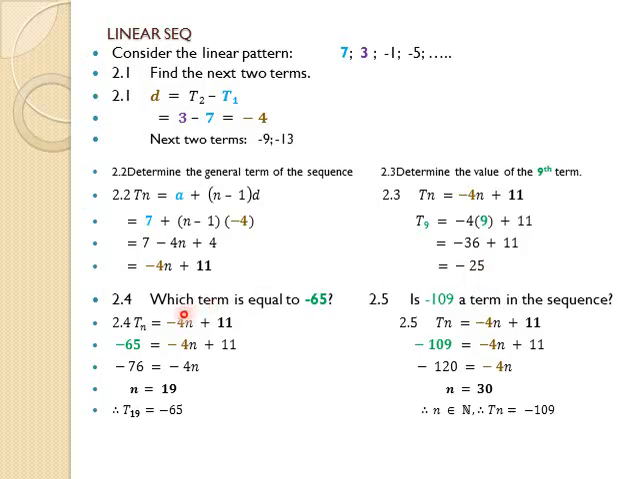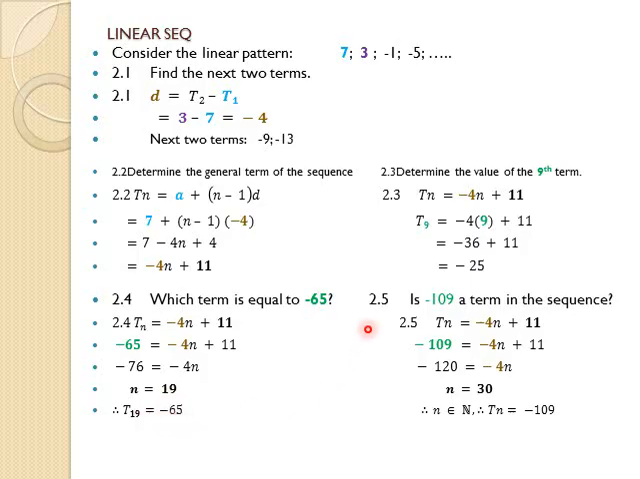Right? We can also ask vice versa, which term is equal to minus 65. So Tn equals minus 4n plus 11. So Tn there now equals minus 65. Minus 4n plus 11. If I take 11 over, it's positive this side, becomes negative. So negative 65 minus 11 would give me minus 76 equal to the minus 4n. Divide both sides by negative 4 and n equals 19. Therefore, term 19 equals negative 65.